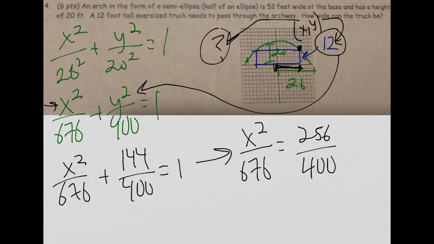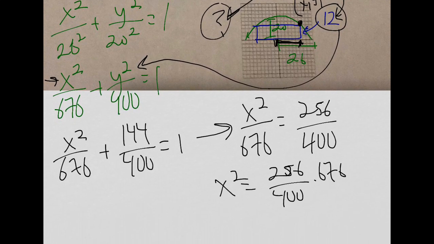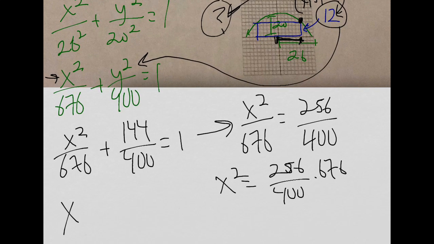Anyway, now I'm just going to multiply both sides by the 676, which gives me that x squared equals 256 over 400 times 676. So I go ahead and square root that number, and I get x equals 20.8.